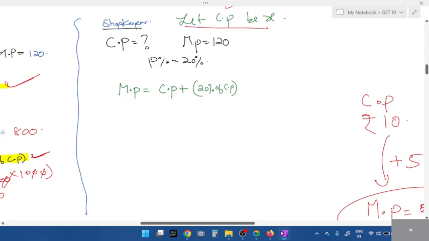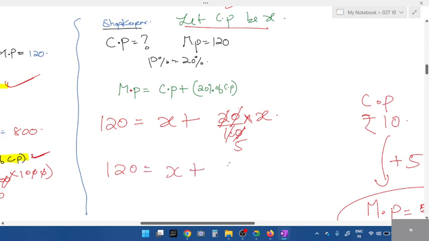Let cost price be X. Substitute here. What is the mark price value given? 120 is equal to X plus, what's the value, student? How should I write it? 20 divided by 100 into, what is cost price? X. So how many times does it go? 0 and 0 get cancelled. 2 ones are 2, 5s are 10. What's the equation left? X plus 1 by 5 X, right? Or can I write X plus X by 5? Is it correct?